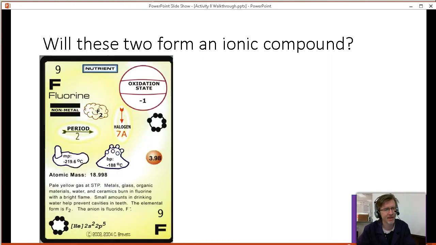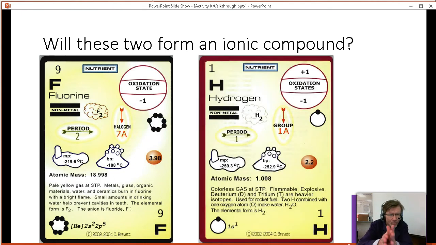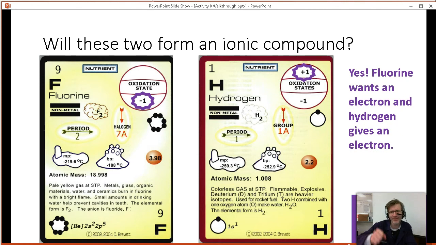Alright. How about these? Fluorine. Hydrogen. Alright. Fluorine wants to get an electron. Hydrogen can give an electron. These are the numbers I'm looking at that tell me that. Yes! Fluorine wants an electron, and hydrogen gives an electron. Cool. You ready for the next one? Here we go.